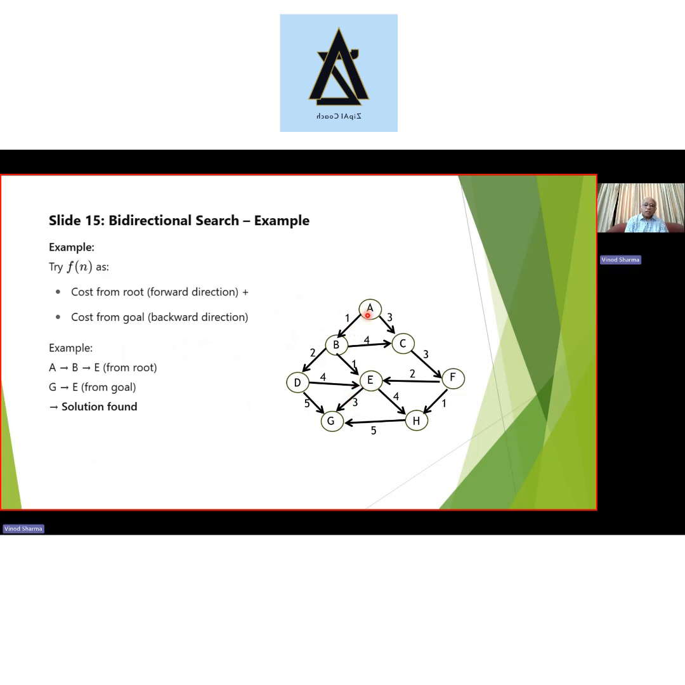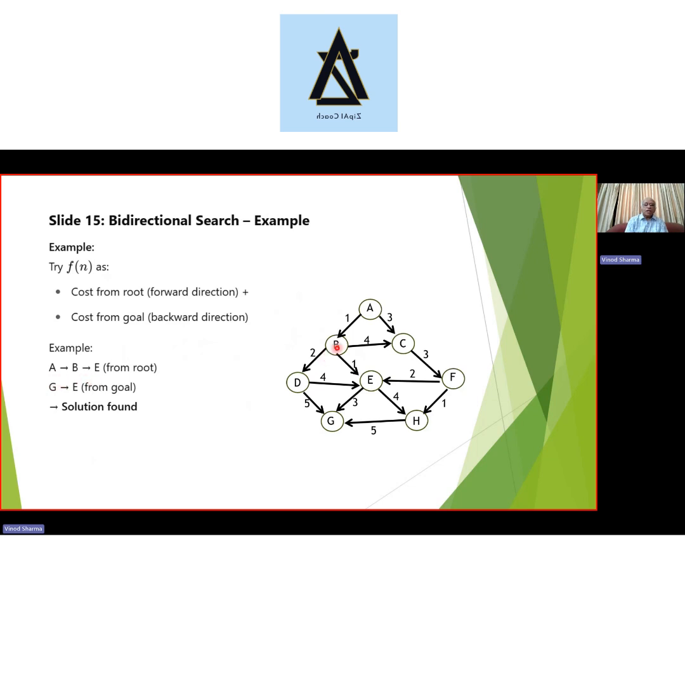In the forward direction, you are choosing the possibility A to B with cost 1. In the backward direction, we are choosing the possibility from G to E, which has a cost of 3. Among 1 and 3, this is lower. So we are going to take the first step to go in the forward direction from A to B. So you go from A to B.